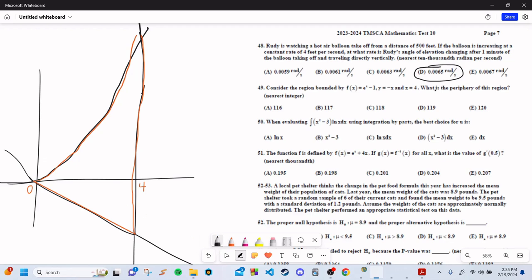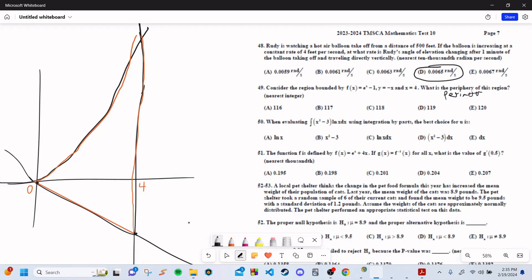So the question wants us to solve for the periphery of this region. Periphery is basically like the perimeter. So we're looking for the perimeter, and that seems like a complicated thing to do. Well, for one, these straight line measurements seem fine to get. How do I get the length along this curve? We're going to need a special formula to solve for that. But first, let's get these two lengths. It starts from 0 and it intersects here at 4.